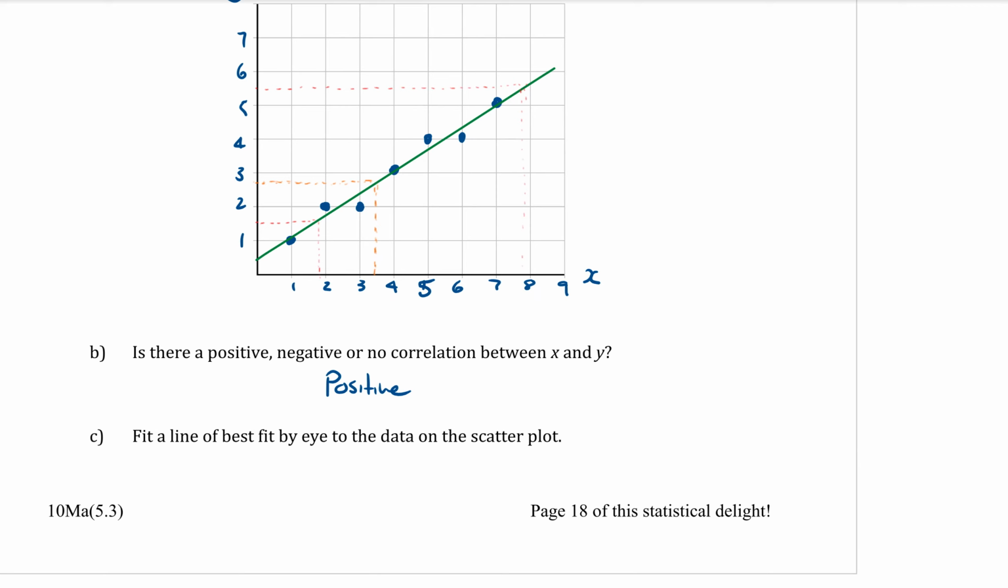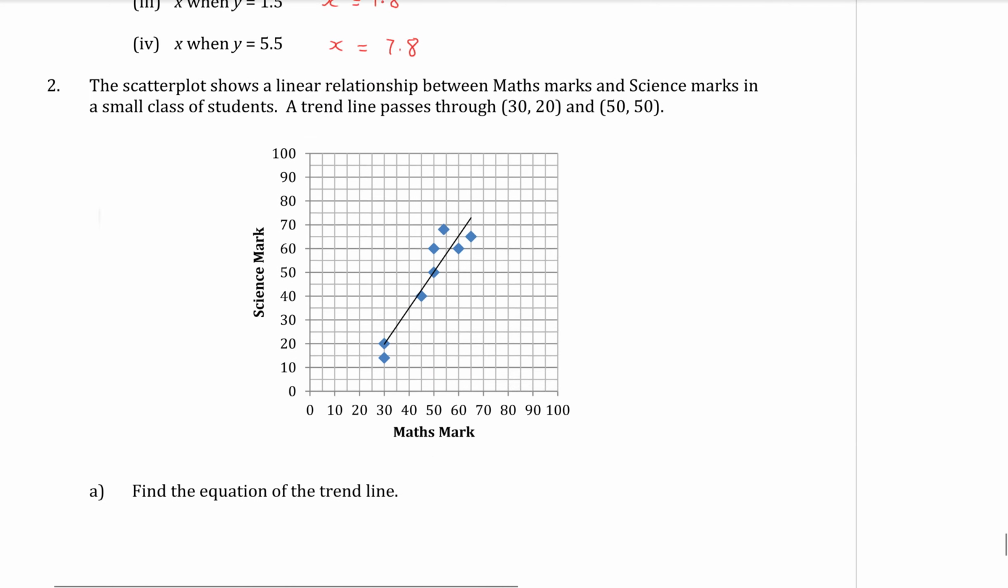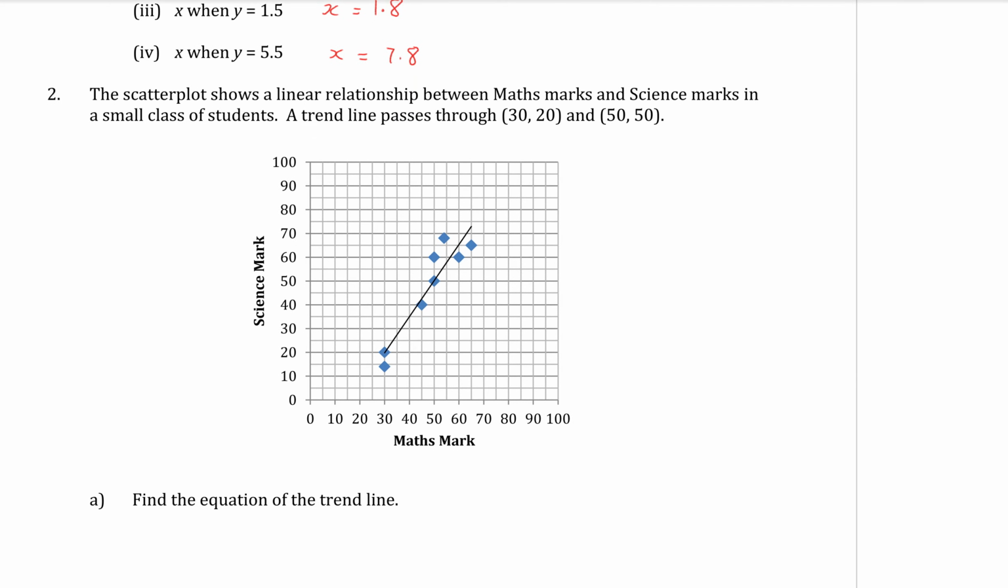Now, to make sure that we all get the same results, here's a second one with the line on there for you. Okay, so we all have to get the same for this one because we're all going to use that same line of best fit. Okay, so it says the scatter plot shows a linear relationship between maths marks and science marks in a small class of students. A trend line passes through, okay, this is important, it's giving me 2 points that my line is going through. I'm going to have to use that to find the equation.